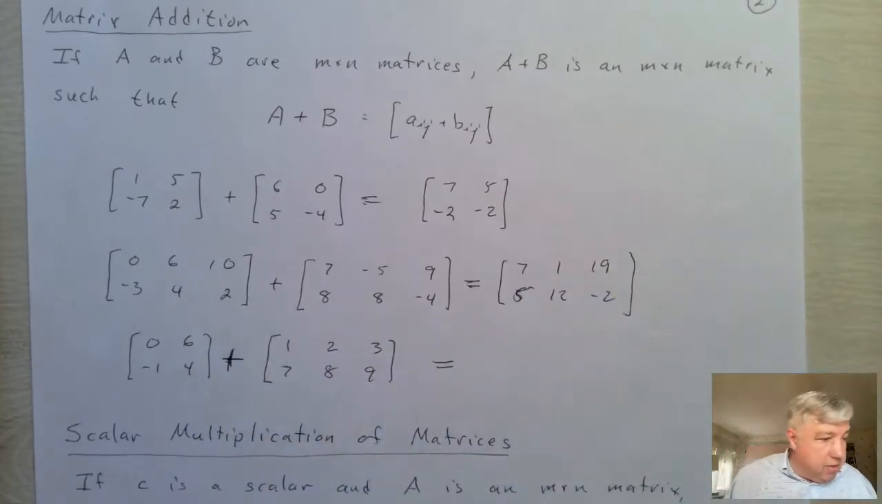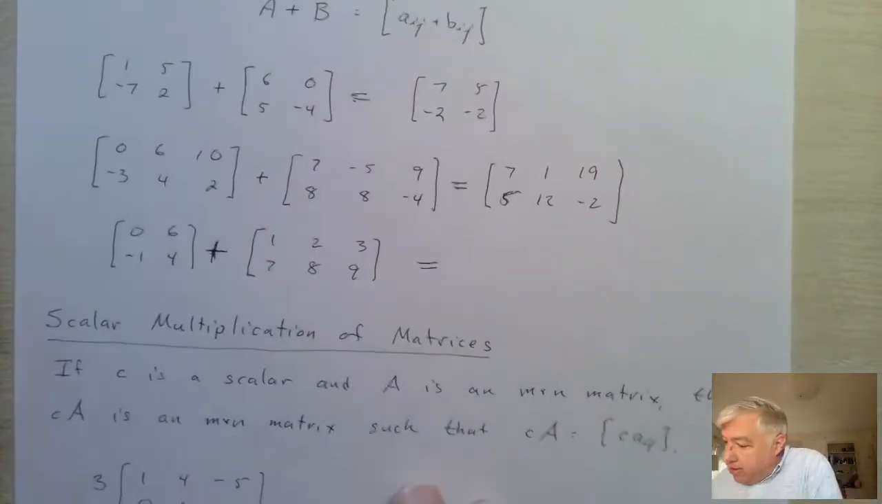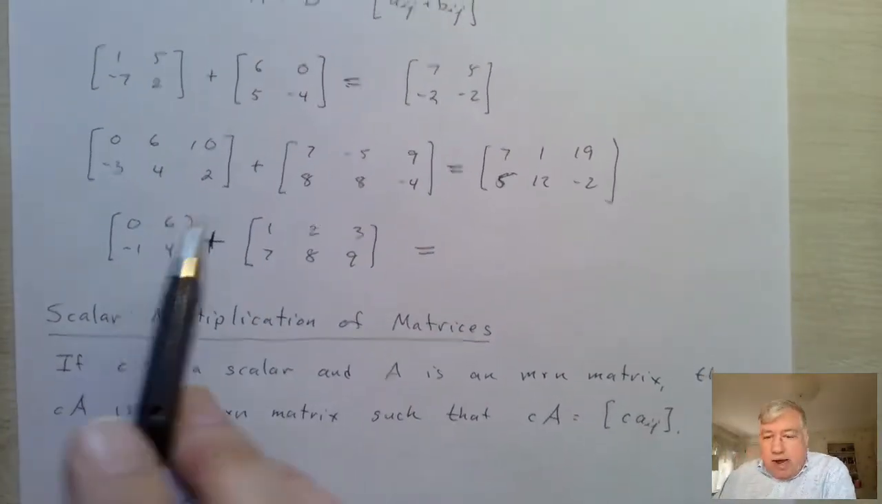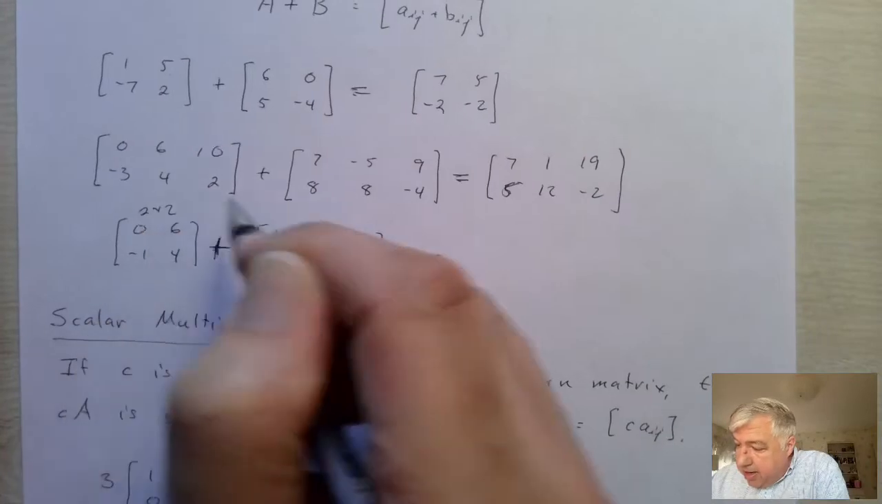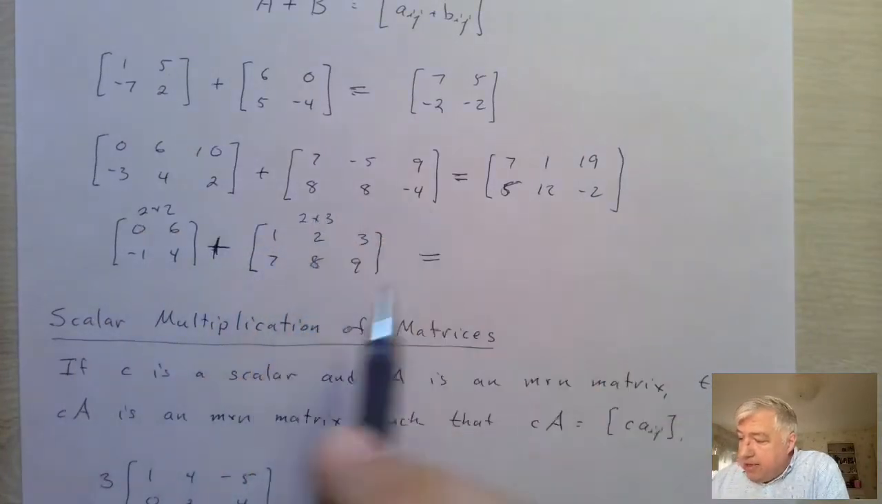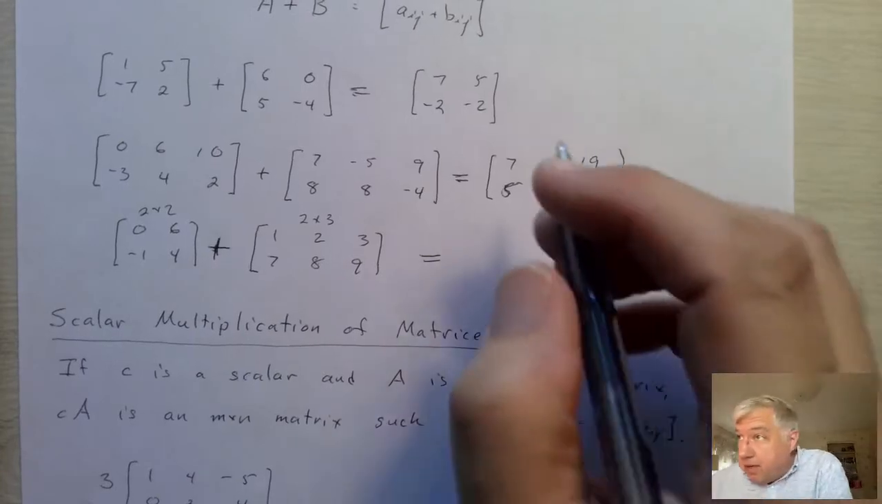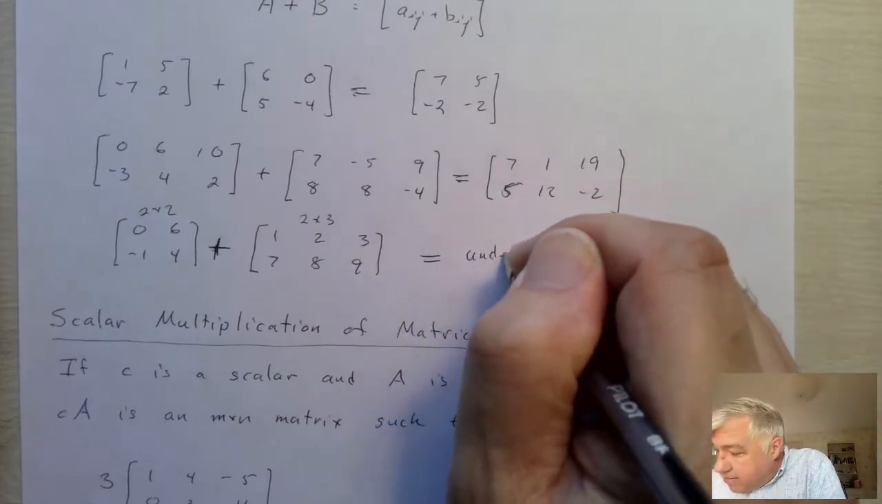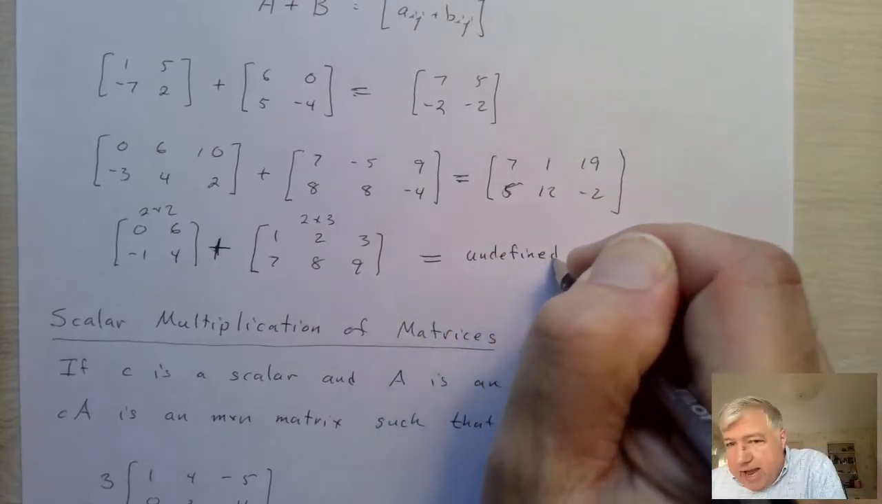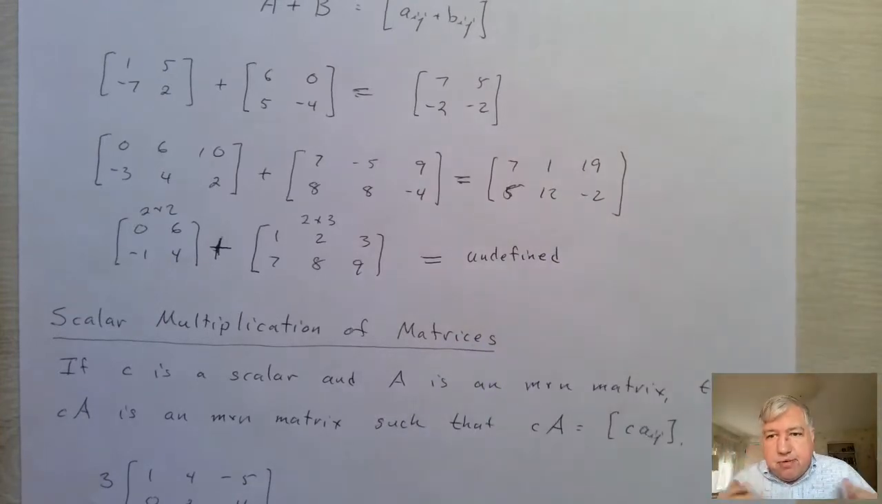Here, in this case, we have a 2 by 2 matrix, and here we have a 2 by 3 matrix. There's no way we can add these because they have different dimensions, so this is a bit of a trick. This is undefined. Just like you can't add two vectors of different lengths, you can't add two matrices of different dimensions.